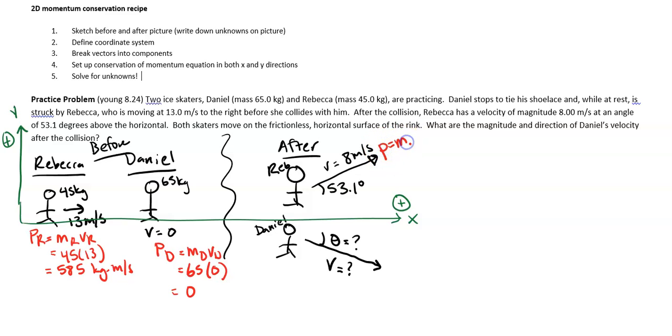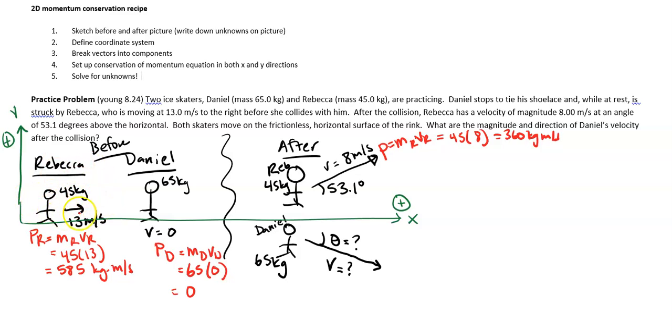Okay, let's look afterwards. Momentum of Rebecca is mass of Rebecca times velocity of Rebecca. So this is going to be Rebecca's mass, 45, times 8, which I get 360 kilogram meters per second. Cool. And we don't know Daniel's after momentum. Rebecca's mass is 45 kilograms and Daniel's is 65 kilograms, just so I don't make silly mistakes. Cool. Now we need to break vectors into components.